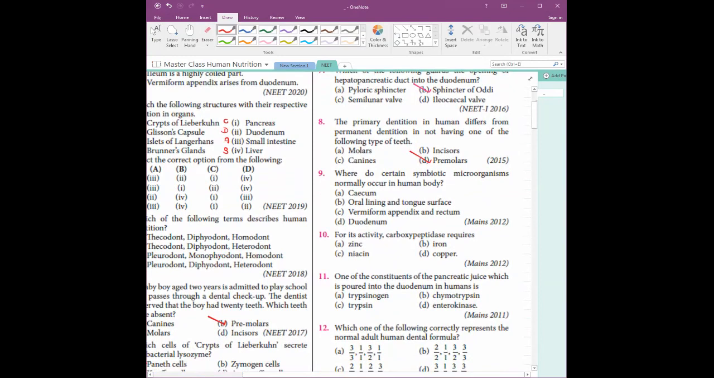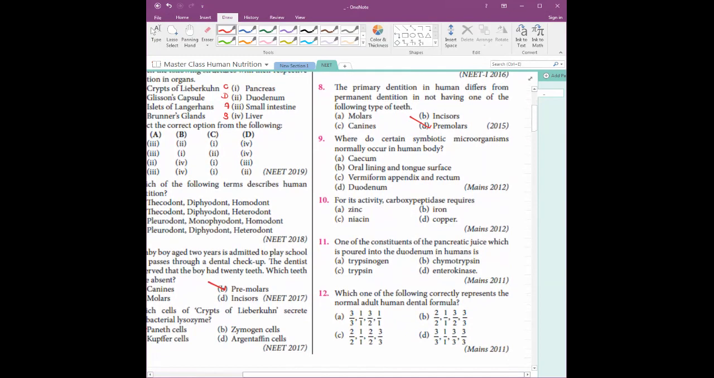Next question, Swaroop. Where do certain symbiotic microorganisms normally occur in the human body? Symbiotic, okay? See, microorganisms are going to be present almost everywhere. Zui has given me the right answer. Waiting for the others, guys. Come on, Swaroop. See, guys, even if you take a wild guess, it doesn't matter.